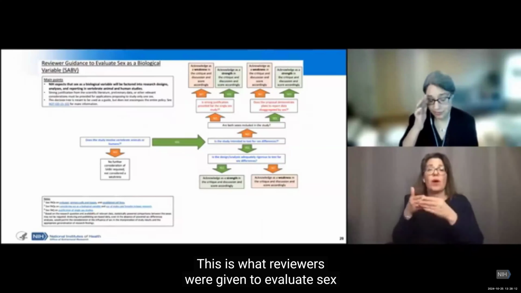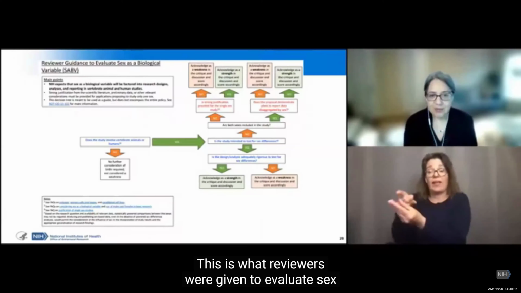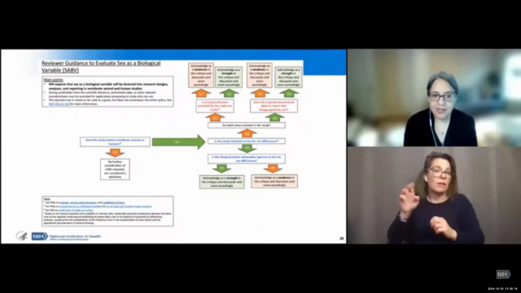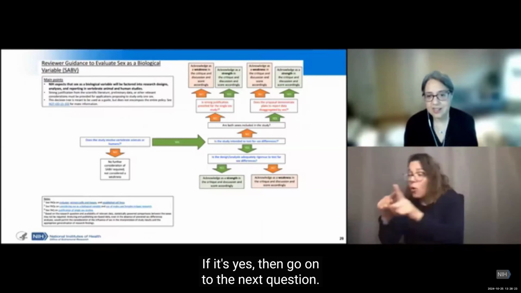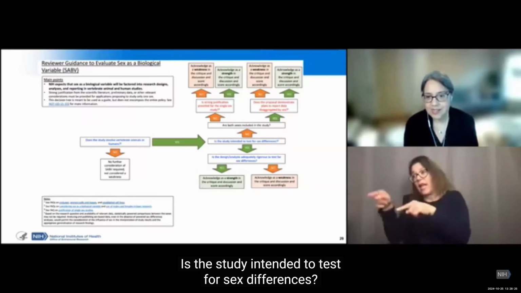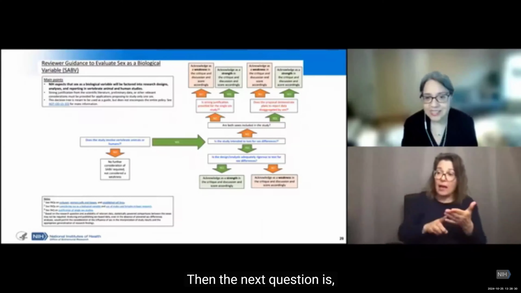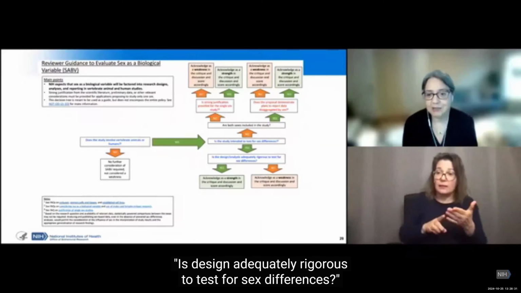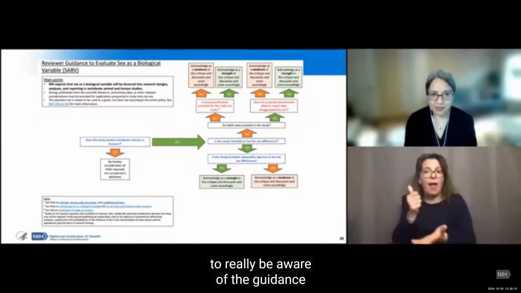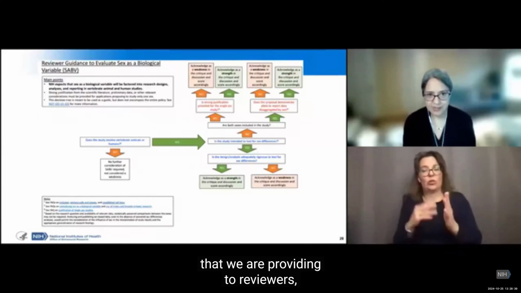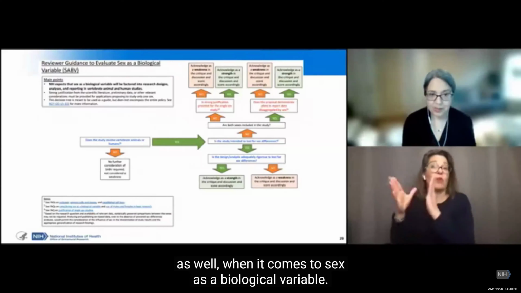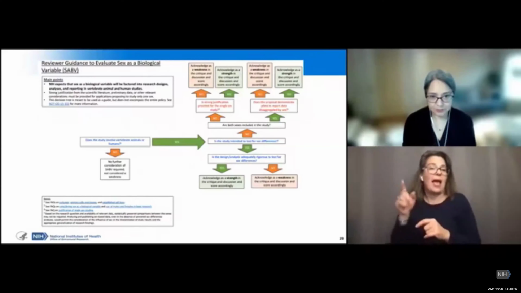This is what reviewers were given to evaluate sex as a biological variable. And it's kind of this flow chart where it says, does the study involve vertebrate animals or humans? No, then no further consideration. If it's yes, then you go on to the next question. Is the study intended to test for sex differences? If yes, then the next question is, is the design adequately rigorous to test for sex differences? So we thought that it would be very helpful for applicants to really be aware of the guidance that we are providing to reviewers as well when it comes to sex as a biological variable.